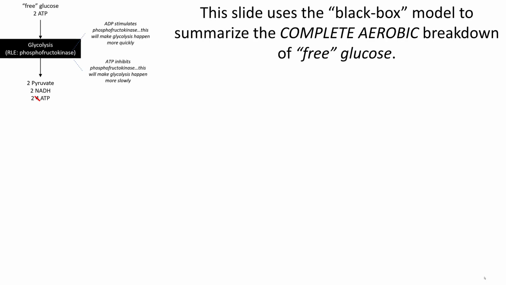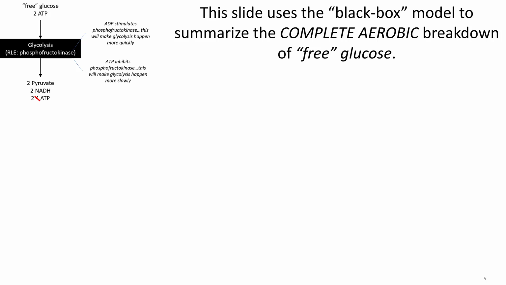On the next 2 slides, I'm going to summarize what's called the complete aerobic breakdown of glucose. This is where we start with glucose and we get as much ATP out of the process as we possibly can. So for the complete aerobic breakdown, we have to use what was left over from glycolysis, and the leftover parts of glycolysis end up going into the aerobic system.